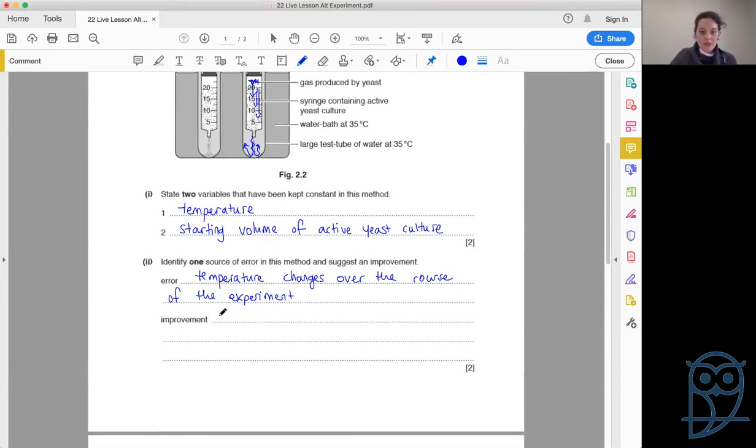So the improvement would be use a thermostatically controlled water bath to maintain temperature throughout the experiment.